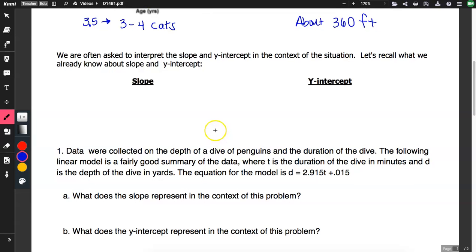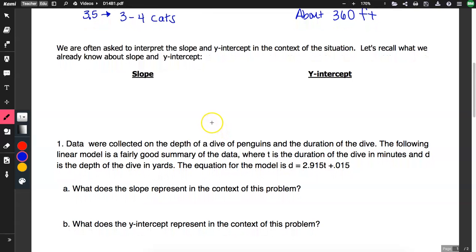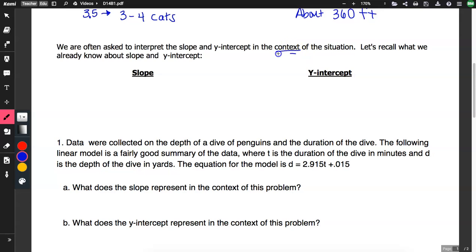It says we're often asked to interpret the slope and y-intercept in the context of the situation, meaning the actual story or whatever the problem is about. Let's recall what we already know about slope and y-intercept first. First of all, the definition: slope is the change in y over the change in x. Another way to think of that, it's our rise over run. That's what we know about slope already.